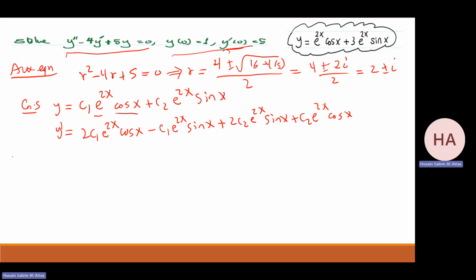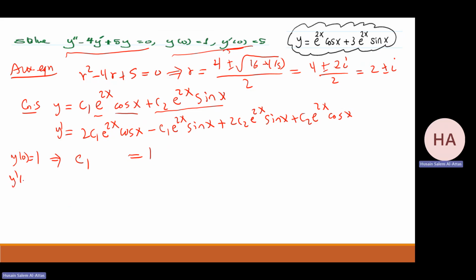Now I have the conditions. y at 0 equals 1. Then I substitute 0. e to the power 0 is 1, cosine 0 is 1, so I have C1. And the other part I have 0, since sine 0 is 0. So C1 equals 1.